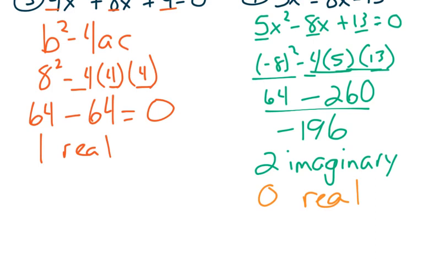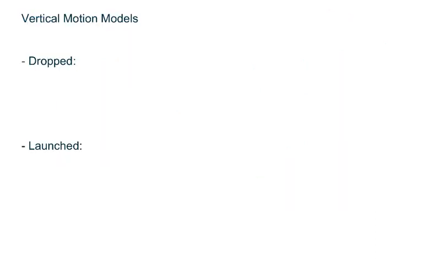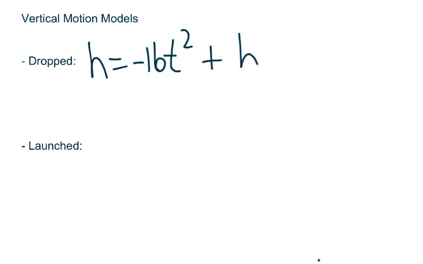All right, the last thing in the section is the vertical motion models. The first one, the dropped model, is actually introduced in section 3.1, but I skip it because it does come back again in section 3.4 where we add the launching or throwing. So the model, if an object is dropped, here's the equation. It's h equals negative 16t squared plus h sub 0.